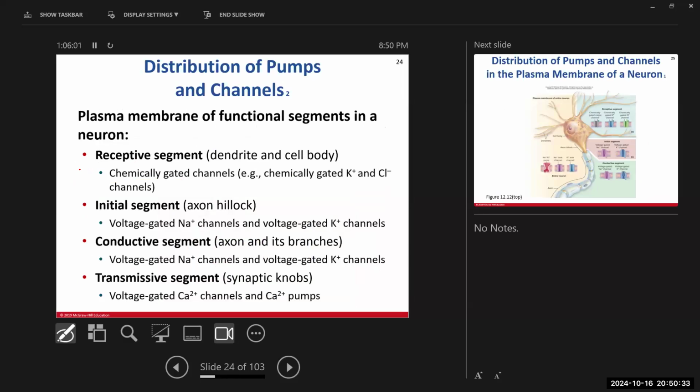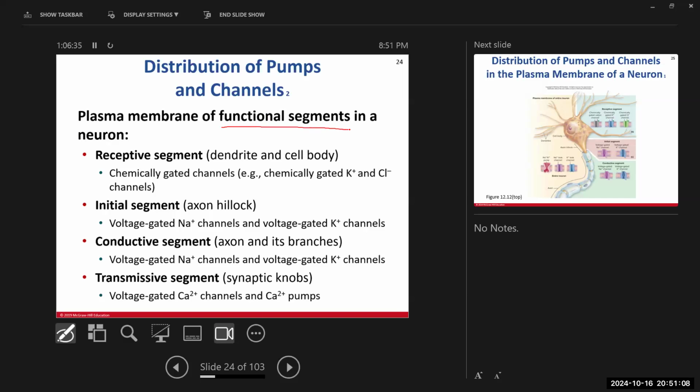All right, so when we're looking at our neuron, there are a couple of different areas or regions that I want to talk about, and there are 4 of them. You have what's known as the receptive segment, the initial segment, the conductive segment, and the transmissive segment. All of these describe the functional segments. What does that mean? The physiology. So functional segments means the physiology segments of the neuron.